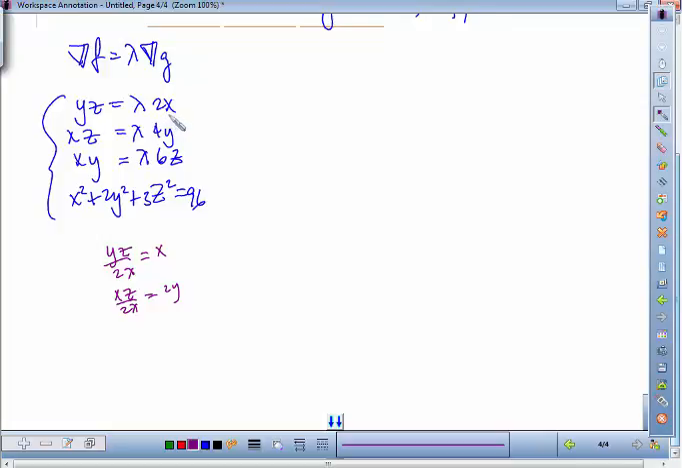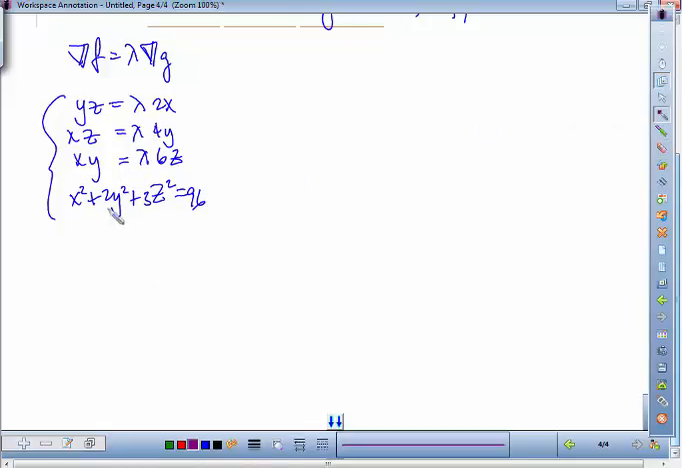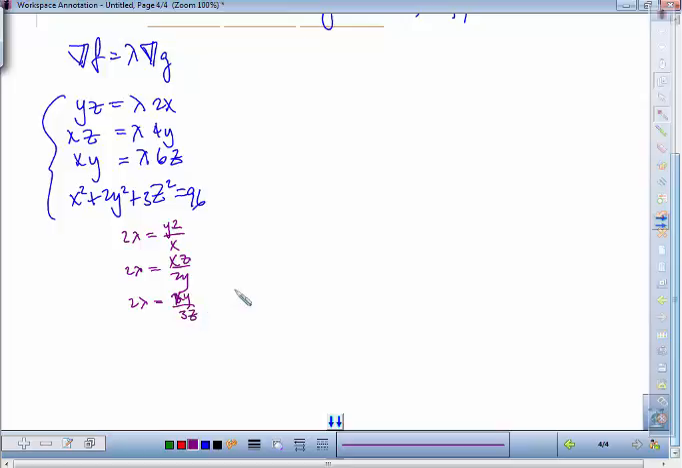So if we divide by x, maybe. Yeah. So divided by x, we get 2 lambda is equal to yz divided by x. 2 lambda is equal to xz divided by 2y, and 2 lambda equals xy divided by 3z. And we'll set them equal to each other.